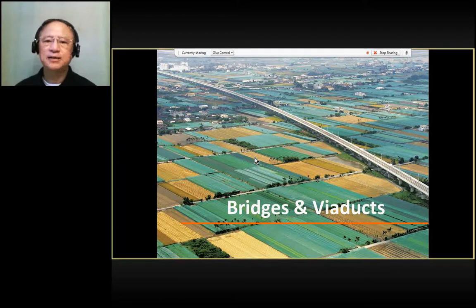This is a part of the Taiwan high-speed rail which goes through the southern part of Taiwan. And in today's lecture, I will use a lot of photos from the Taiwan high-speed rail construction, because I spent 7 years participating in and managing the construction of this project.